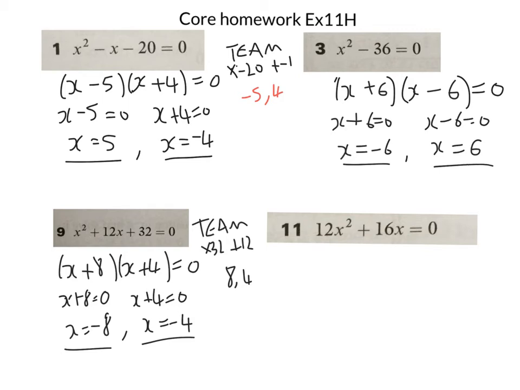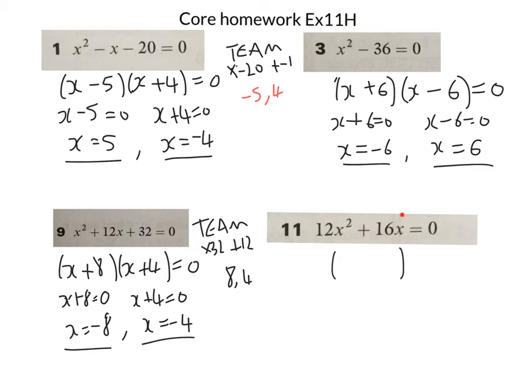Number 11. Quadratic equation equals 0, so we factorize. Now, factorize doesn't always mean put in the double brackets. Factorize initially, actually, and when you first learned it in second year, means to take out the highest common factor. Now, in each question so far, there was nothing common between x squared, x, and 20. Nothing common in x squared and 36. Nothing common between x squared, 12x, and 32. So we couldn't factorize out a common factor. But we should always look for it anyway.